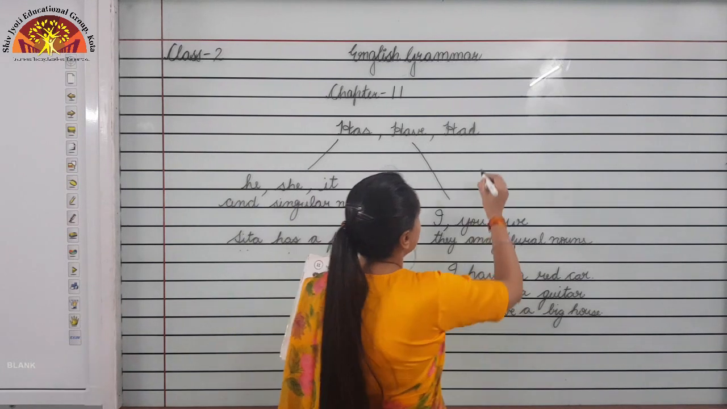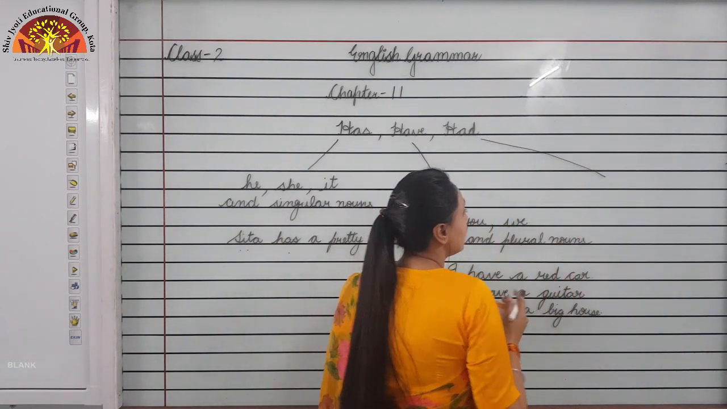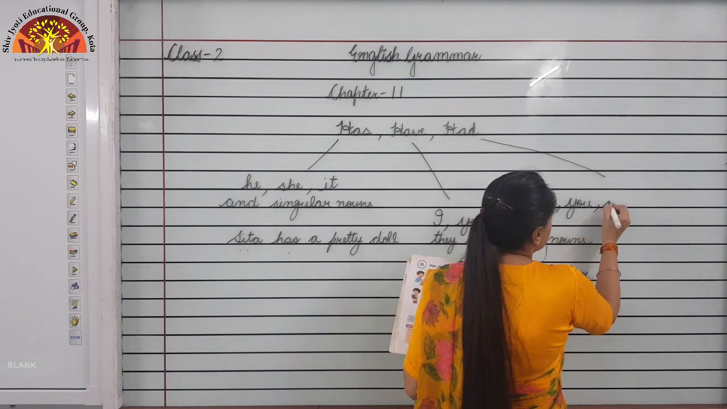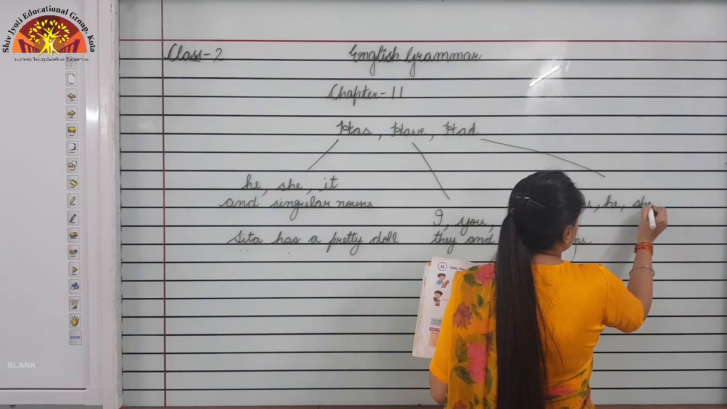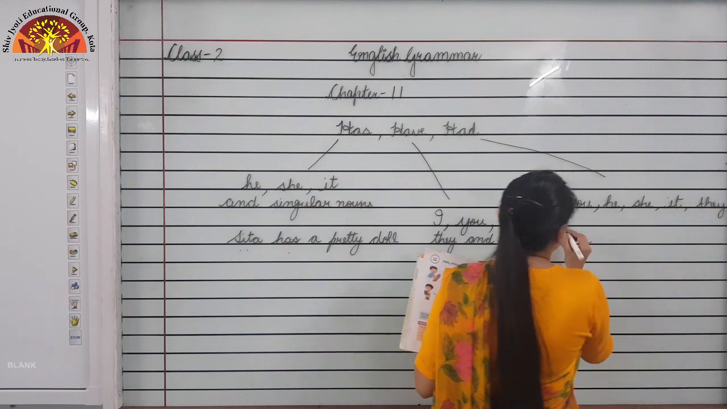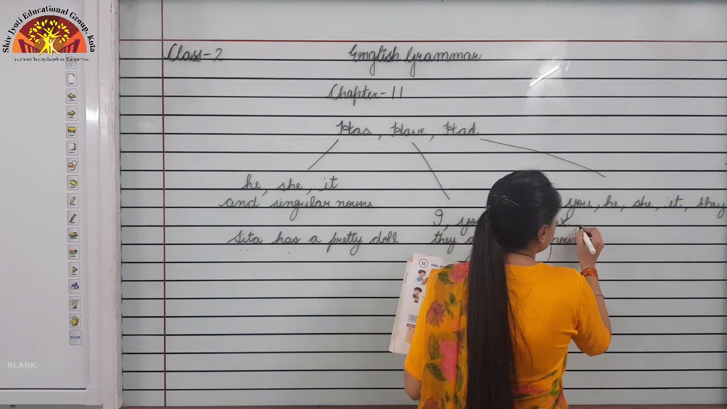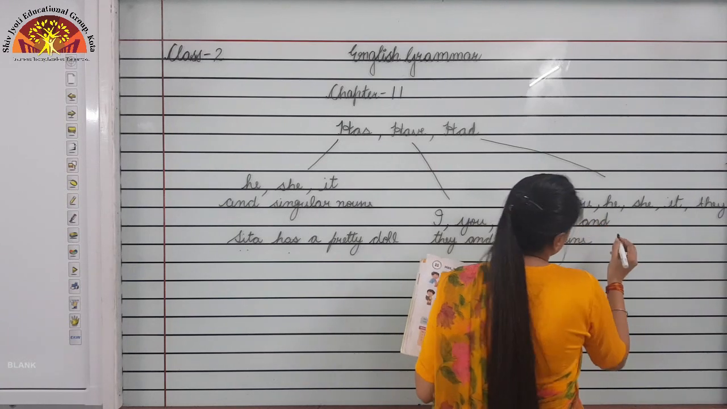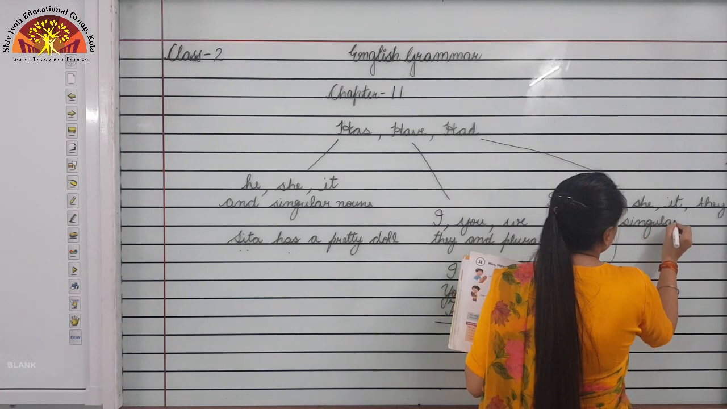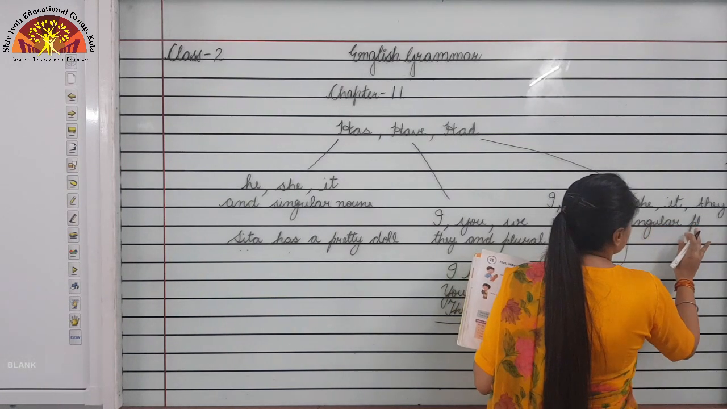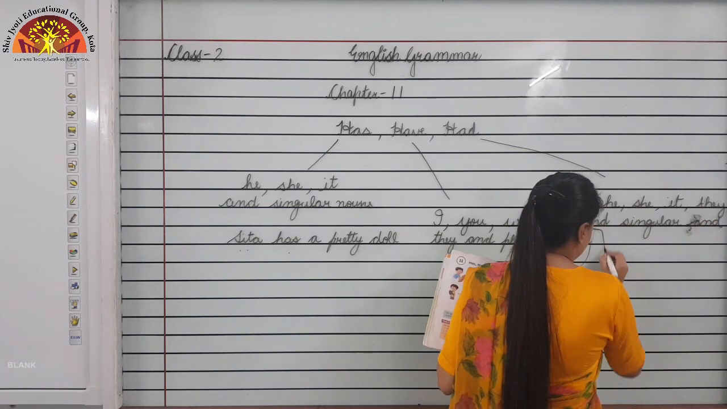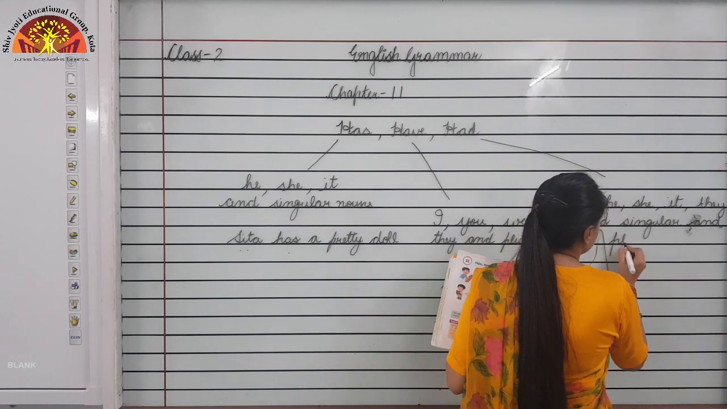Now we will learn about had. We use had with I, you, he, she, it, they, we and all singular and plural nouns, okay. We use had with all singular and plural nouns.